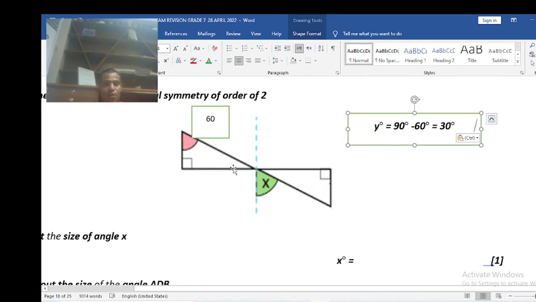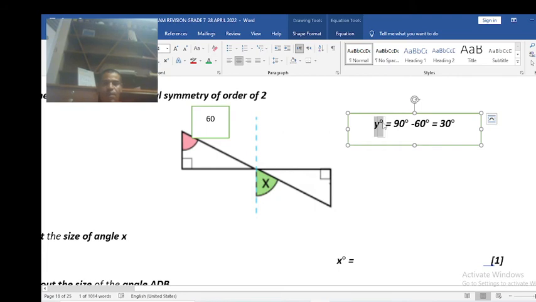Now I'm going to make a reasoning like that. This is 30 degrees and this is the opposite angle. Vertically opposite angles are equal, so this is also 30, which means X is equal to 60 degrees. Clear? So therefore X is equal to 60 degrees.